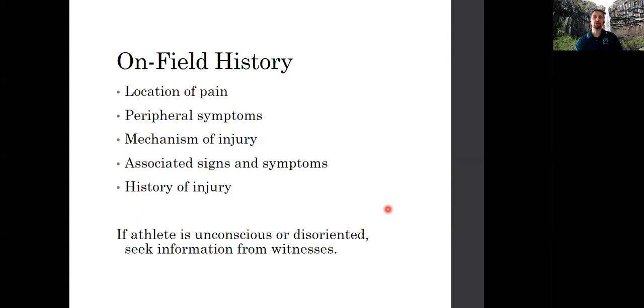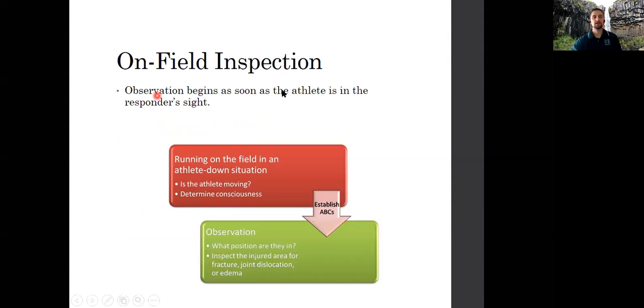Okay. So the on-field history, obviously it's going to be a lot quicker. You're just working through the ABCs initially, pops, snaps, sounds, things that might clue you into fractures or dislocations. And then trying to quickly move into the palpation. The observation is pretty straightforward, right? Is it an open fracture, dislocation, or something obvious? Are they unconscious? Those things are what you're working towards quickly. Are they having normal ABCs? And if they're not, then severe injuries.